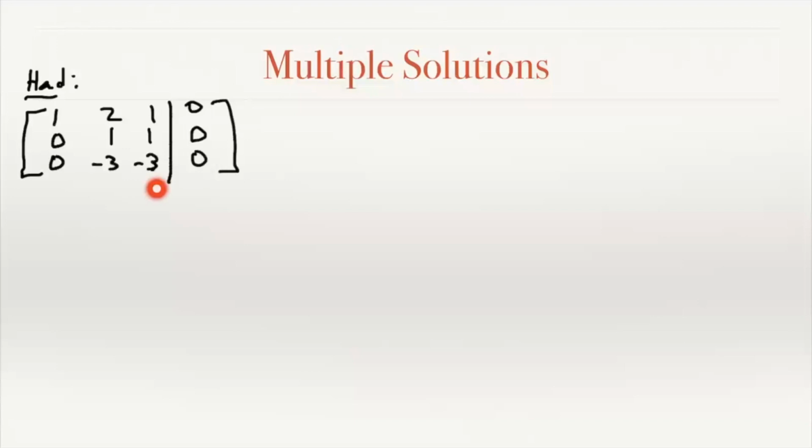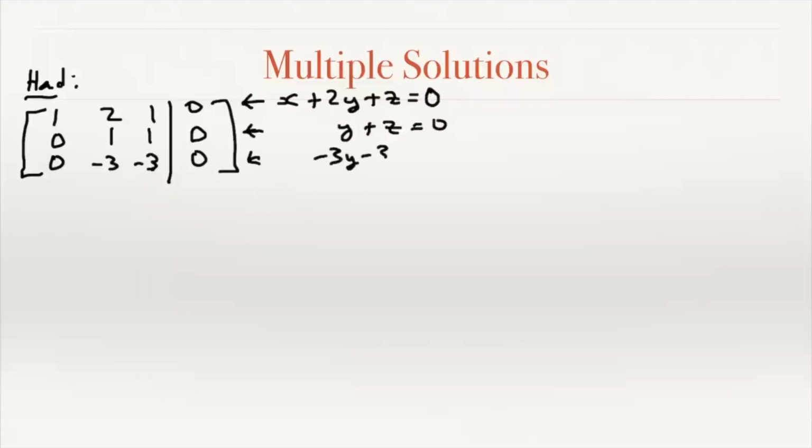Okay, so we had this matrix. And remember that we can read off the rows. So this first row says x plus 2y plus z is 0. The second row says y plus z is 0. And the third row says minus 3y minus 3z is 0.